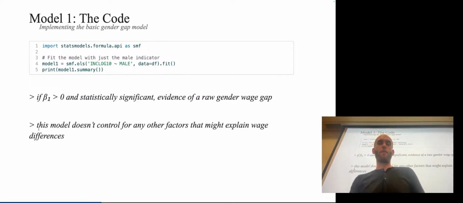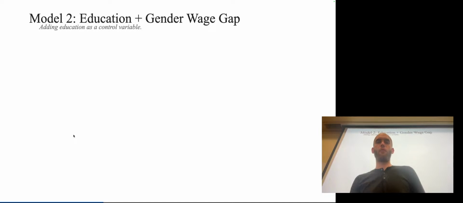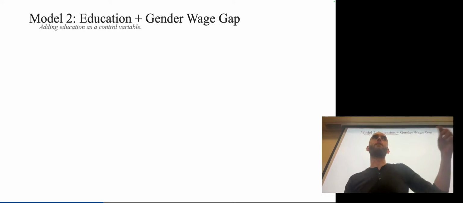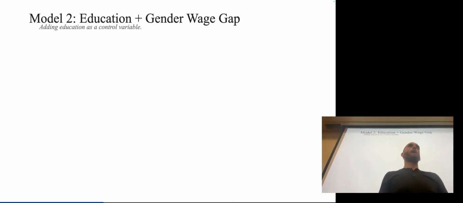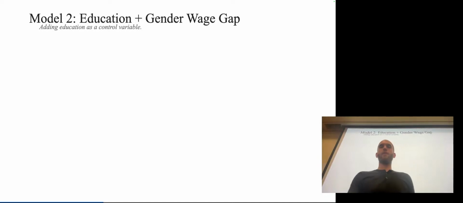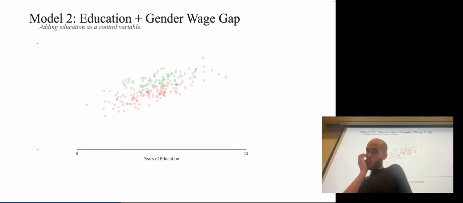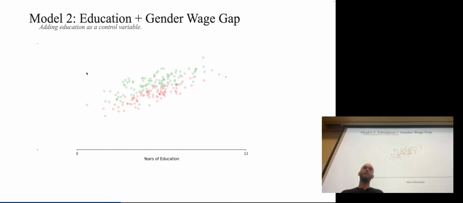Okay, so like I mentioned, this doesn't control for things that may impact wages. So what we're going to do next is actually include the presence of a return to education. So here I've coded two groups. One is in red and one is in green. If we were trying to test the presence of a gender wage gap while controlling for returns to education, so on the horizontal axis, this is years of education, how might we do this?